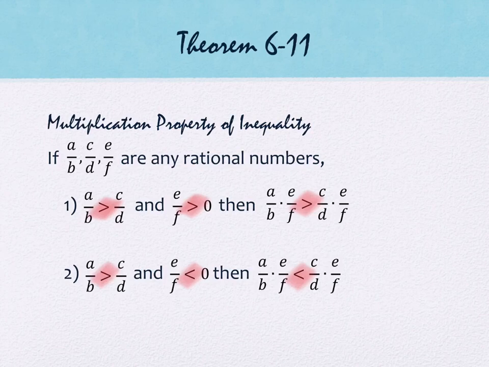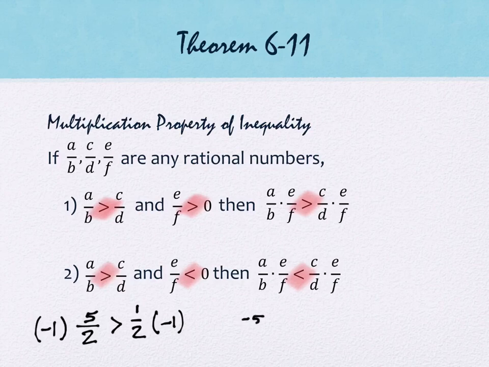And I'm going to do an example for you of this. So let's say you had 5 halves and it's greater than 1 half. And you would agree, right? Sure, no problem. And just for the sake of making it easy, we're just going to multiply by -1. -1 can be written as -1/1, so it works. If I multiply these both by negatives, I now have -5 halves and I have -1 half. Which of those is smaller?